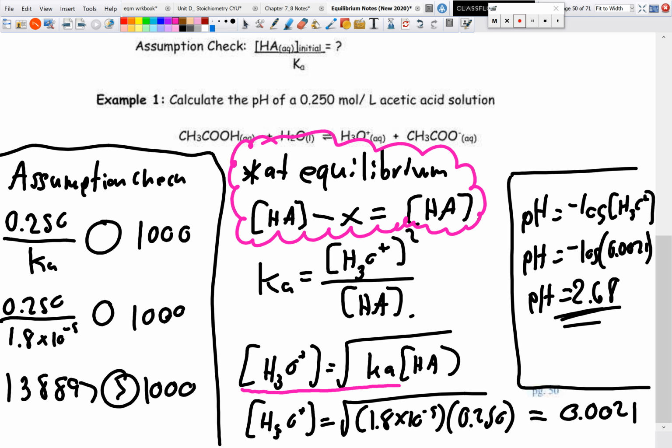Concentration of hydronium is equal to the square root of Ka times the concentration of the acid, as soon as the assumption check works. If it doesn't work, don't do the question. You do not need to do it whatsoever, because, well, that's the whole point. You're not expected to use the quadratic equation, so don't. That's it. Now you do have to be careful, though, if it is a strong acid, different rules altogether.